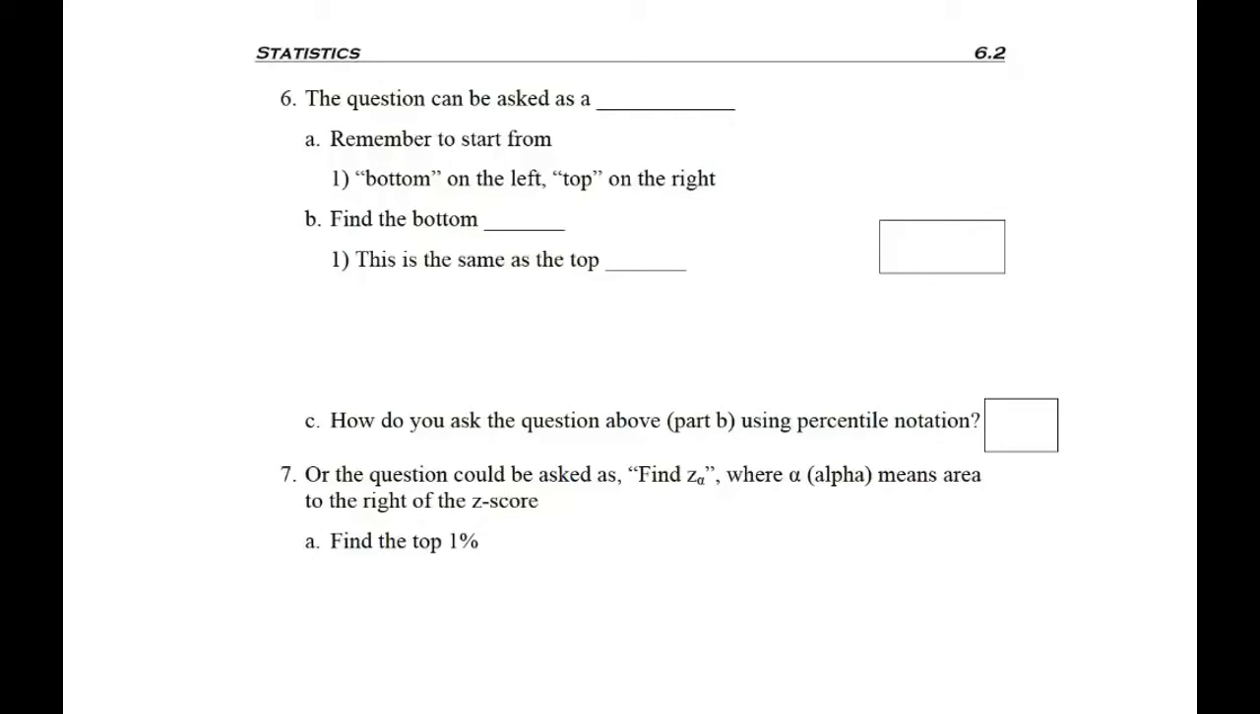And there's a couple different ways that you can be asked to find a z-score. One of the ways is to find a percentile. And remember, with percentiles, we always start from the left. On our curve, the bottom is the left of the curve and the top is another phrase for the right of the curve. So let's go ahead and do an example.